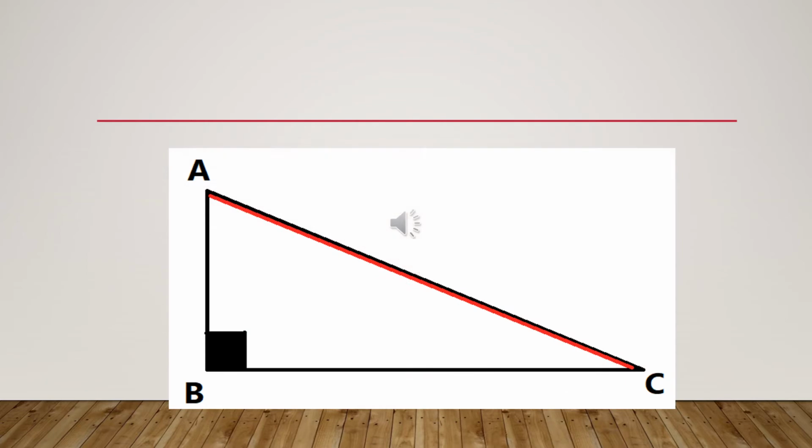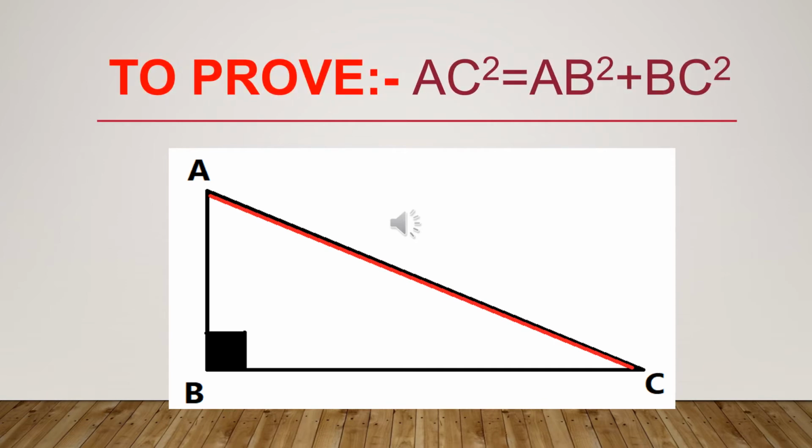We have to prove the square on the hypotenuse is equal to the sum of the squares of the other two sides. Therefore, square on the hypotenuse is AC square. Then square of other two sides are AB square and BC square. Therefore, AC square is equal to AB square plus BC square. This we have to prove.